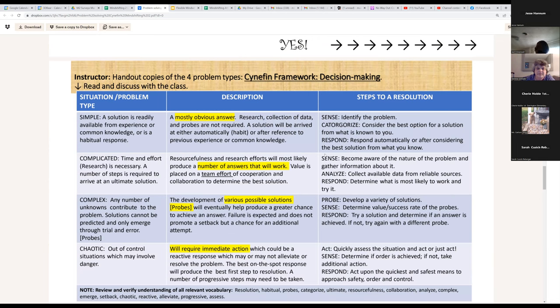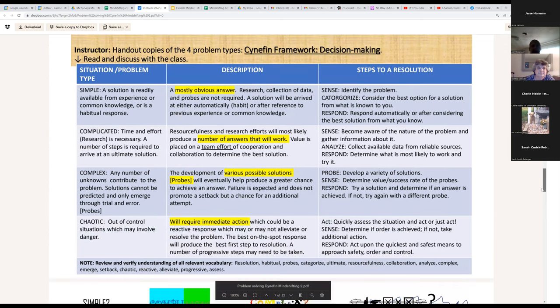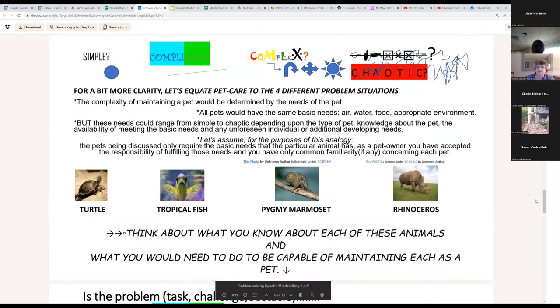Yeah, this is great. So go to the next page. Here we have the four different categories, types, or situations: simple, complicated, complex, and chaotic. I didn't include disorder because I didn't feel like getting to that. But for a bit more clarity, let's equate pet care to four different problem situations.